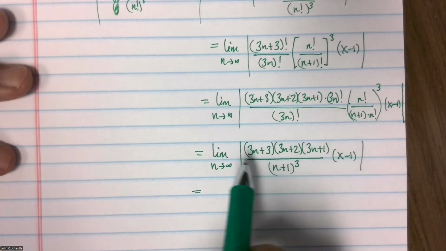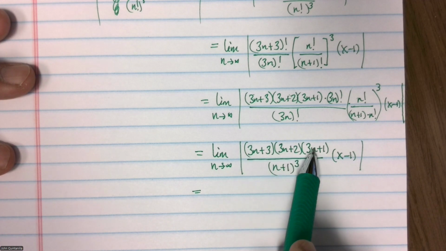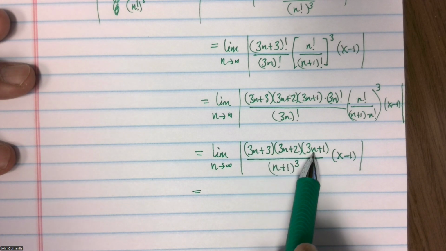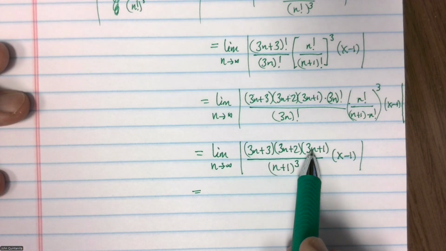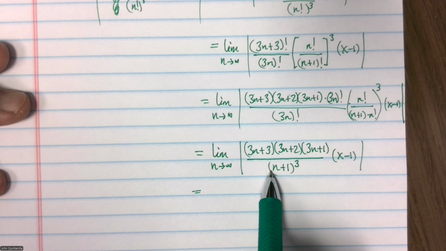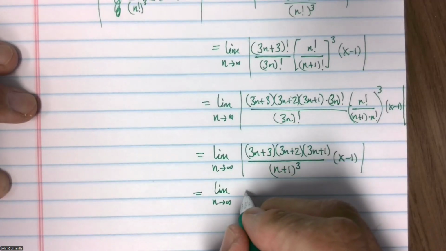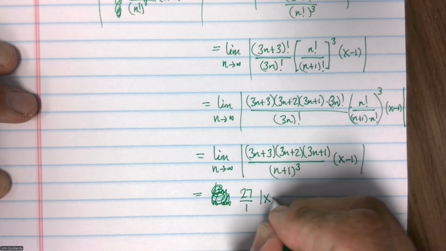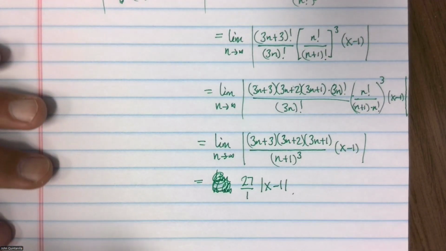Okay, now that's more palatable. This is now a rational function involving n, with a cubic function on top. If I were to multiply this out on top, I would have 3n times 3n times 3n, which is 27n cubed. On the bottom, I'd have n cubed. And because I have the same degree on the numerator as on the denominator, I can cancel out the coefficients. So this works out to be simply 27 over 1 times the absolute value of x minus 1. So that's the value of the limit.